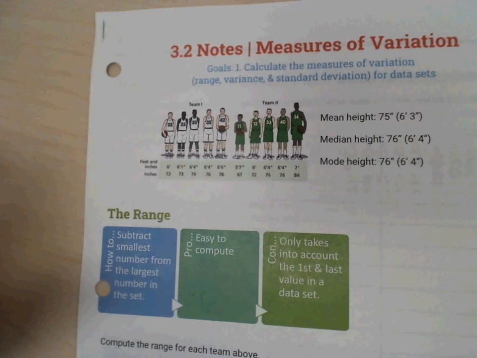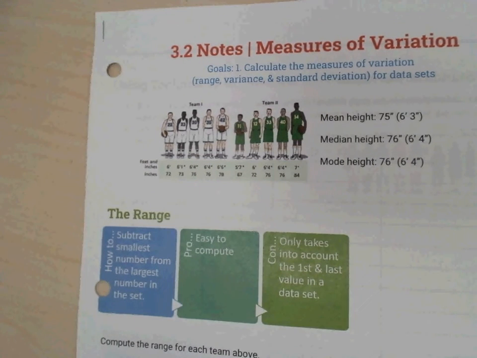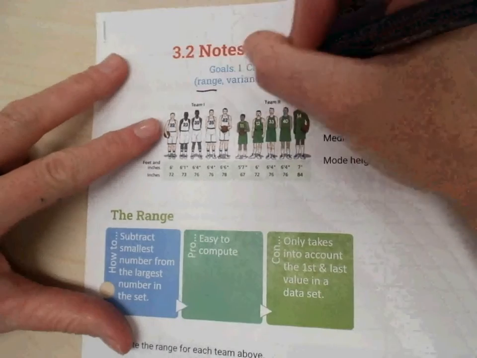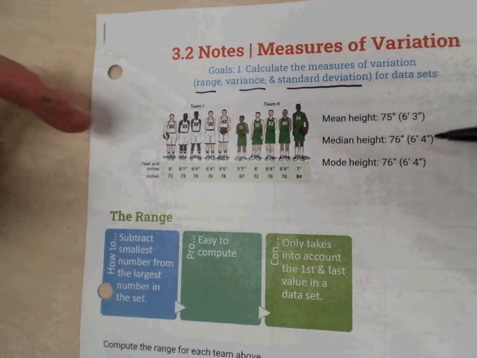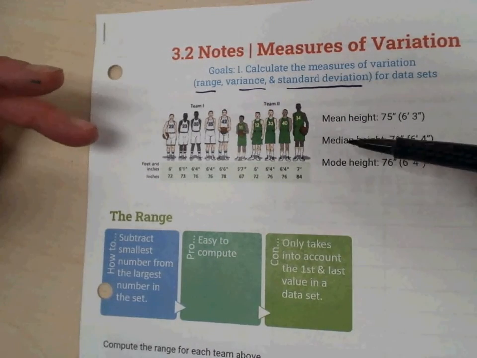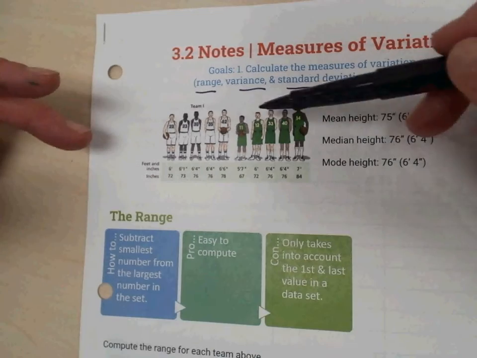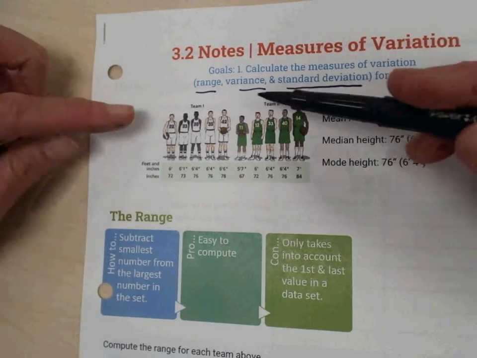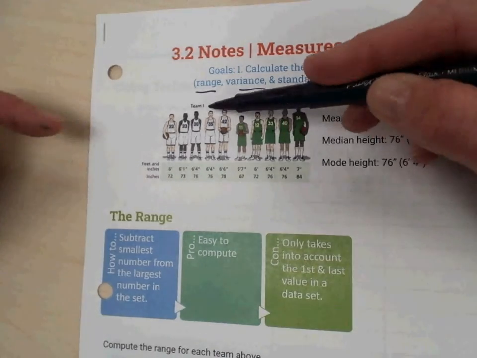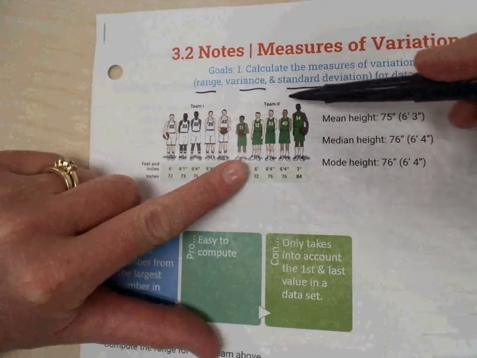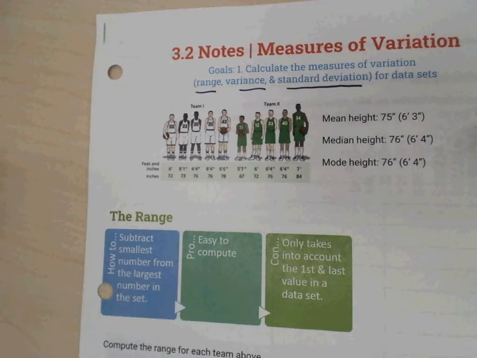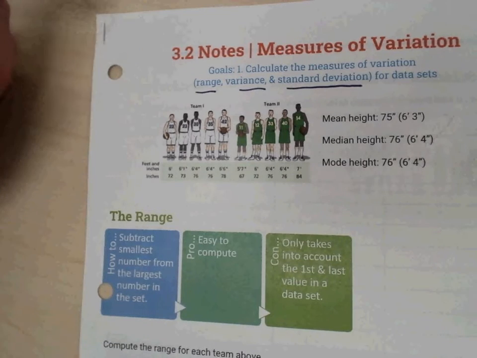Okay, so 3.2 notes, measures of variation. Our goal for today, just one, is to calculate measures of variation, range, variance, and standard deviation for data sets. So we have this little image at the top, and you can see these two different basketball teams. You notice the first team, relatively similar in height, and then the second team has a little bit of variation between the shortest and the tallest player.